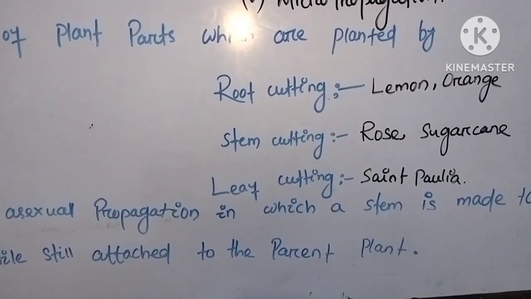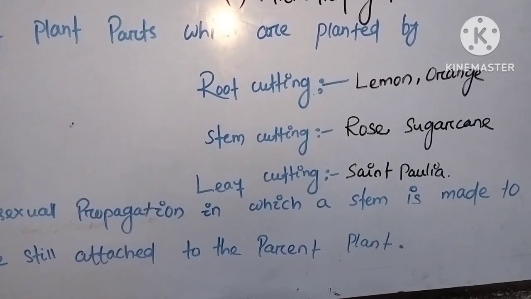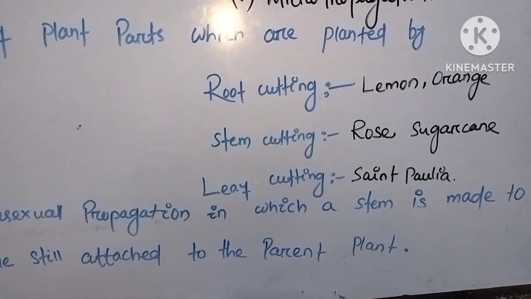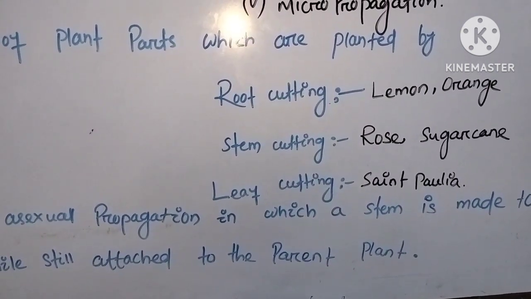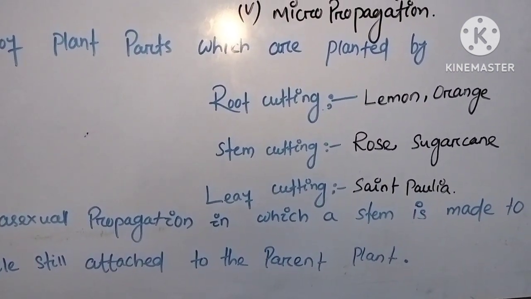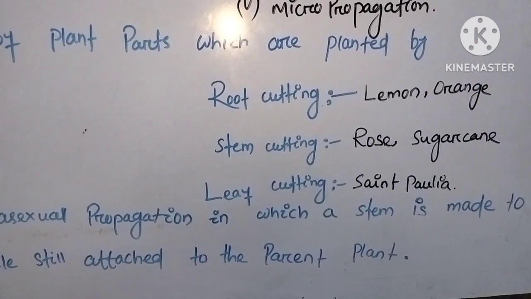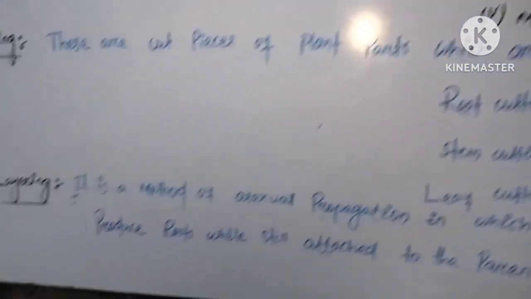Then next we come to the leaf cutting, for example Saintpaulia. Another example is Bryophyllum. A small portion of a leaf can be cut and can be developed into a whole organism.